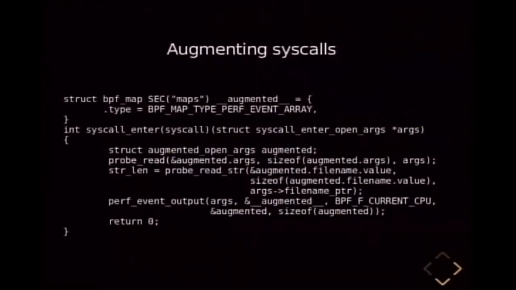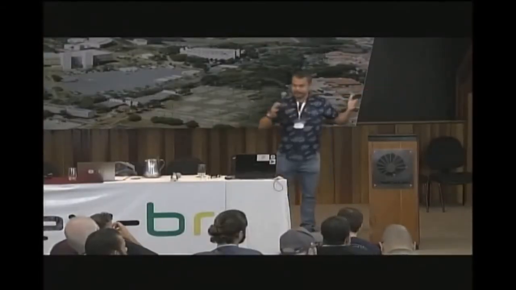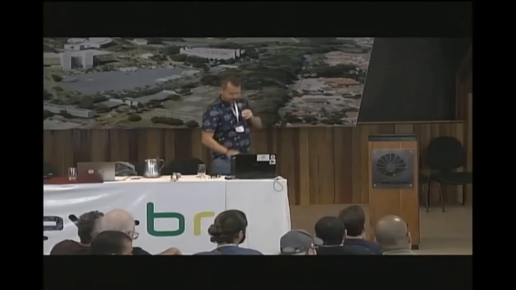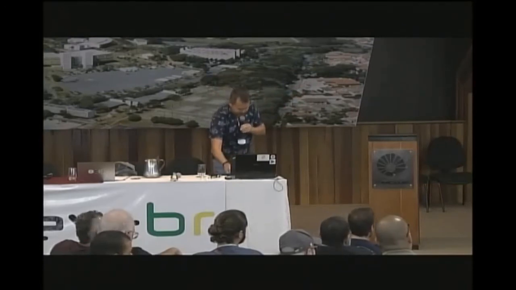So this is the augmented open syscall. That syscall on the parameters should be open. But basically, you want to read the whole record for the syscall enter. Plus, you're going to read the file name value. And then you're going to use perf event output to put it on the perf ring buffer. There are some details in there. But then you use it here.